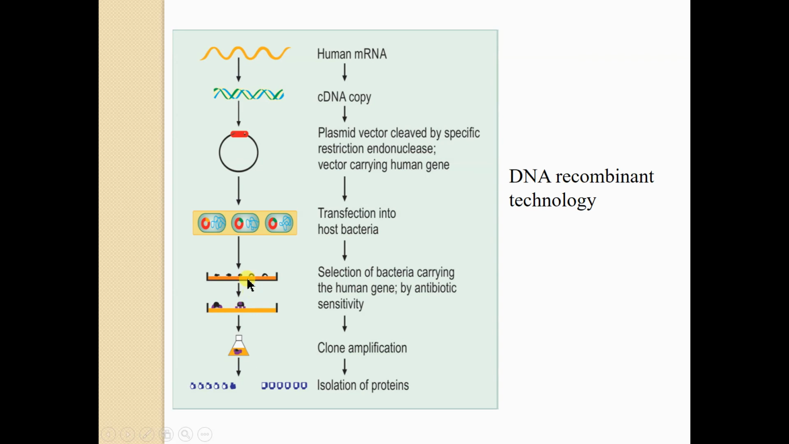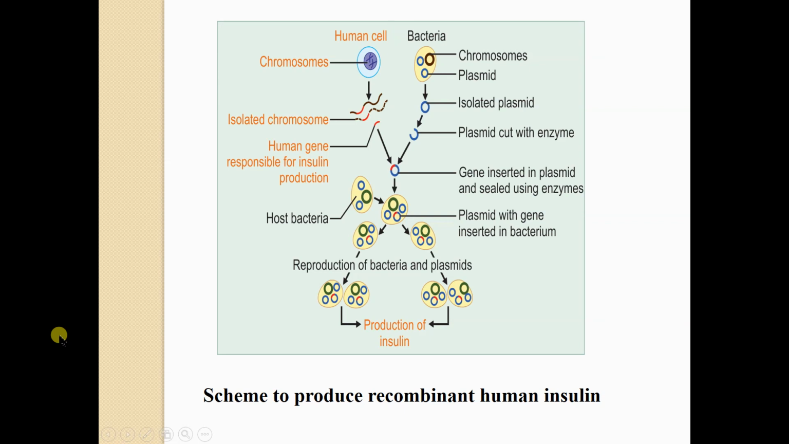Then this colony of interest we will amplify in a different medium, and if they carry the expression vector, they will produce the expressed proteins, that is, our isolated proteins of interest. So this is the recombinant DNA technology. Another scheme is given here to produce recombinant human insulin.